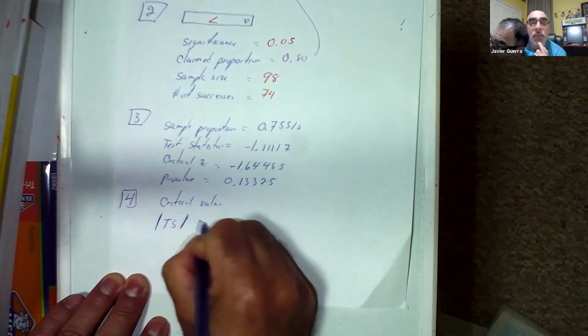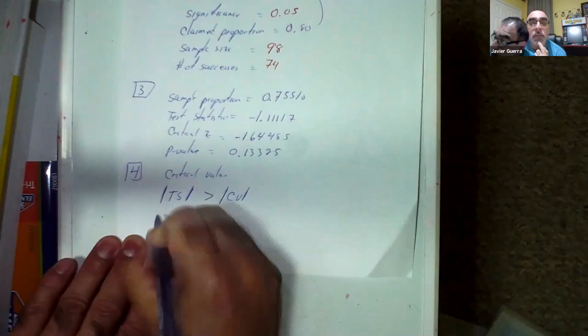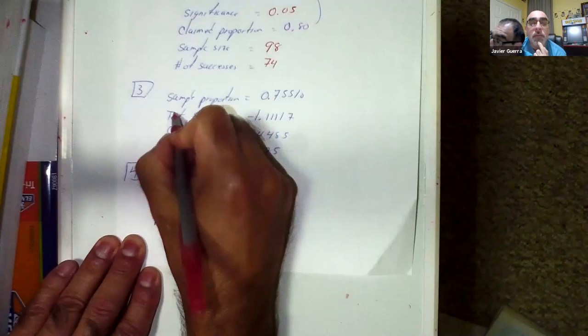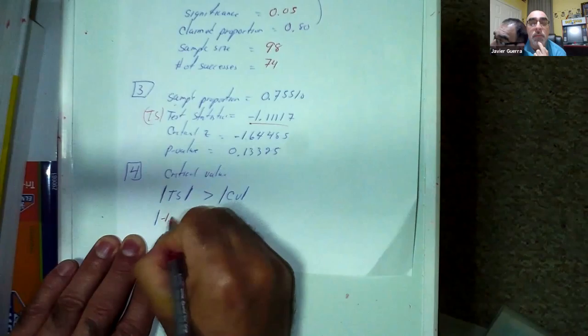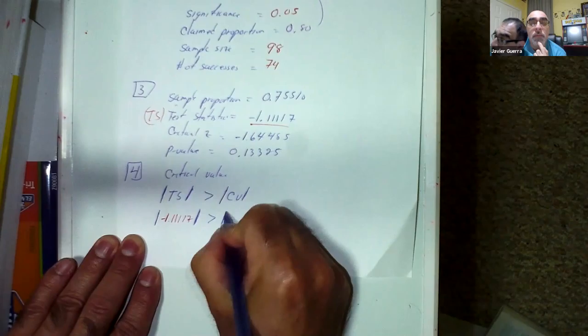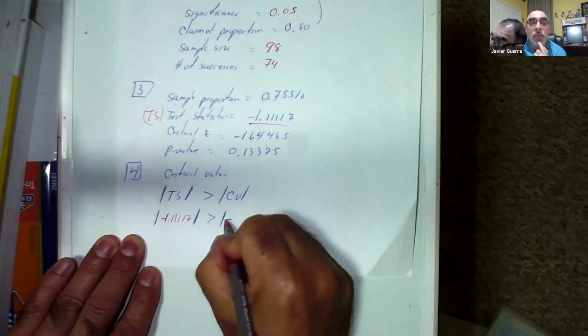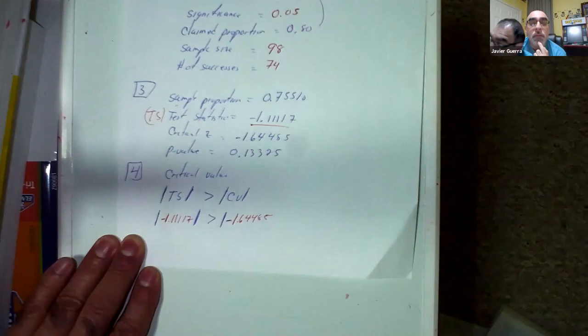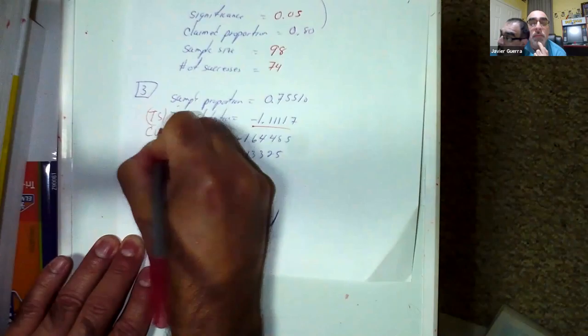Okay, there's my formula. I'm gonna plug in the numbers. There's my TS, -1.11117. My TS. Matthias is probably watching The Price is Right or something. CV is -1.64485. There's my CV, right? I'm going to take off the negative and remove the last few digits.